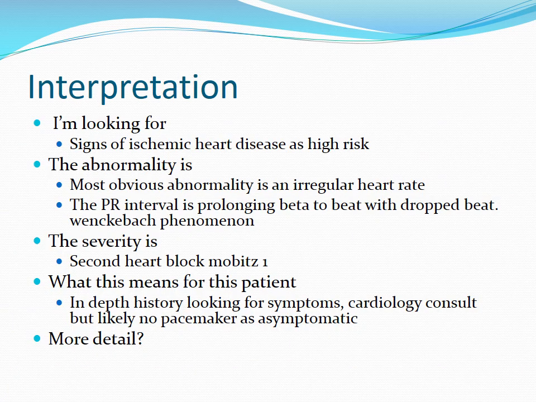In this patient, I'm looking for signs of ischemic heart disease as high risk. The most obvious abnormality is an irregular heart rate. The PR interval is prolonging beat to beat with a dropped beat, which is Wenckebach phenomenon. So it's a second degree heart block Mobitz type 1. So for this patient, I would take an in-depth history looking for symptoms, a cardiology consultation, but likely no pacemaker as he's asymptomatic. Would you like me to look at the ECG in more detail?